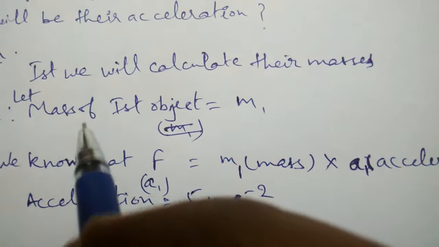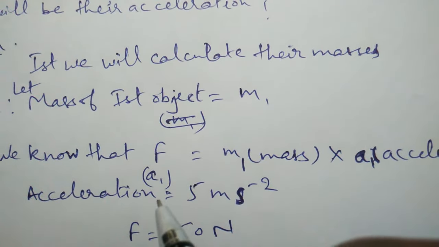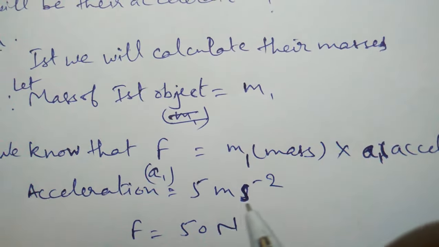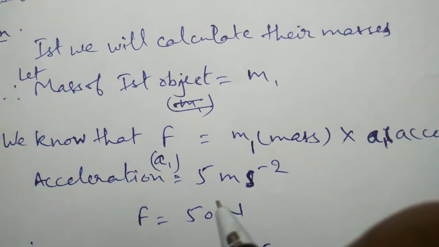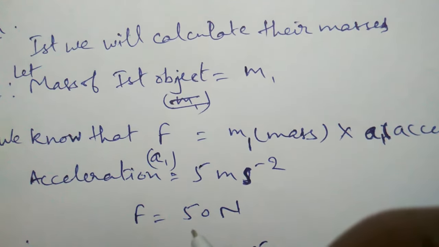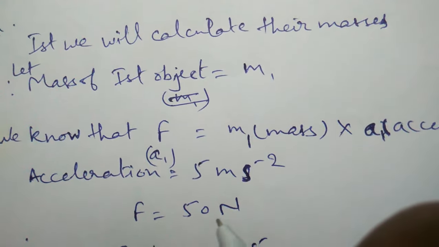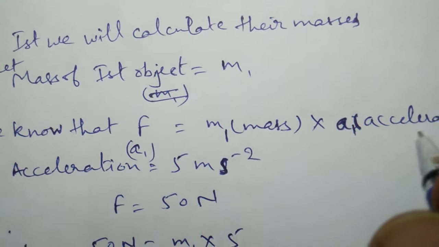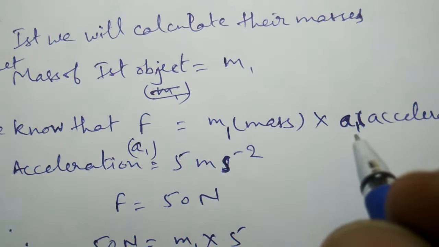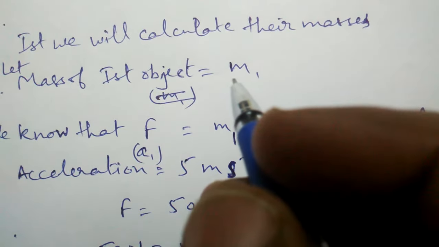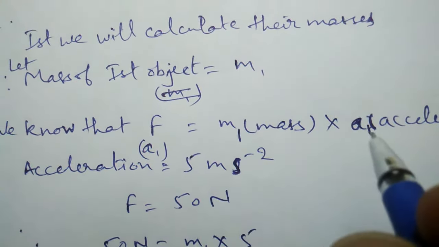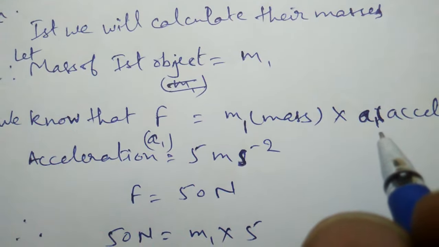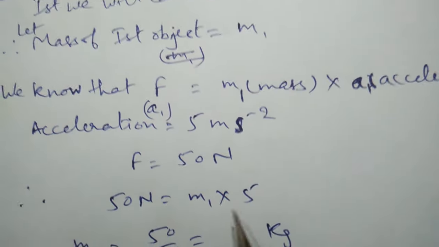So we are now taking the first object whose acceleration is 5 meter per second square and force acting on it is 50 Newton. And we know that the formula of force is mass into acceleration, that is m1 into a1. m1 is the mass of the first object, and a1 is the acceleration. So we will put here the values.